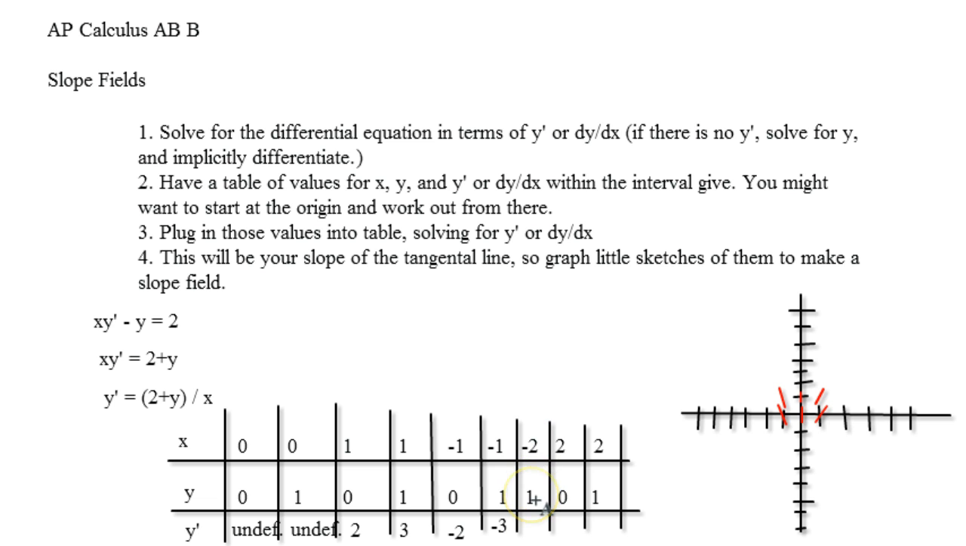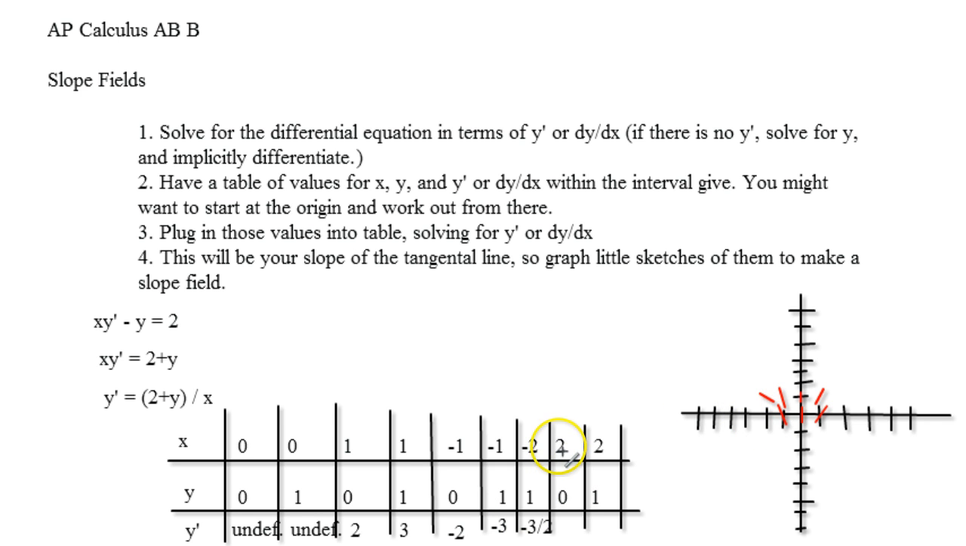Now if I plug in a 1 for y, that's going to be 3 on top, -2, so this is going to be -3/2 right here. So that's going to be a little less steep than what it should be. So -2 comma 1 is going to be something looking like this.